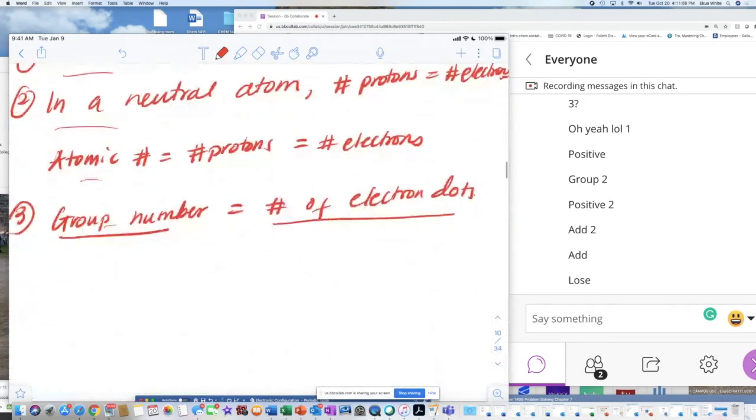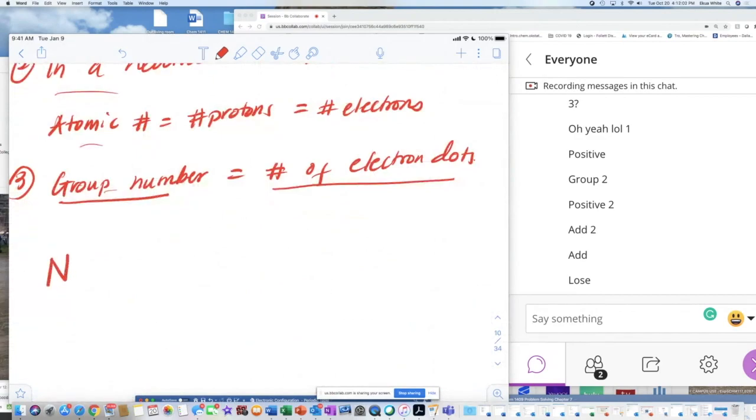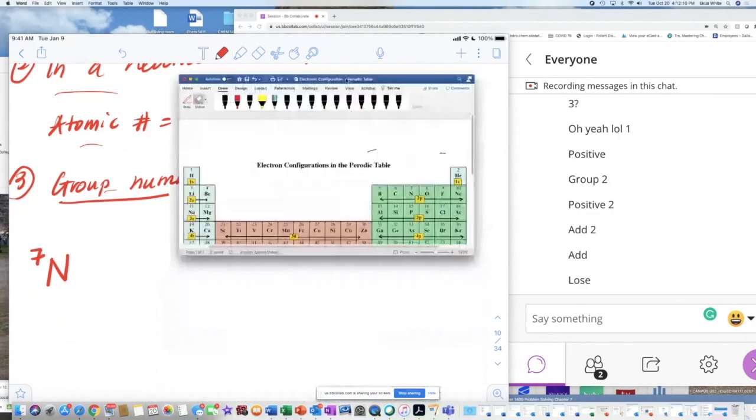Starting with what I showed you over here. Nitrogen is in group 5, but it has an atomic number of 7. So let me pull this up so you can see. Nitrogen right here has an atomic number of 7. I get the number from up here. Remember the group number: we got 1, 2, 3, 4, 5, 6, 7, 8. Nitrogen is right here.